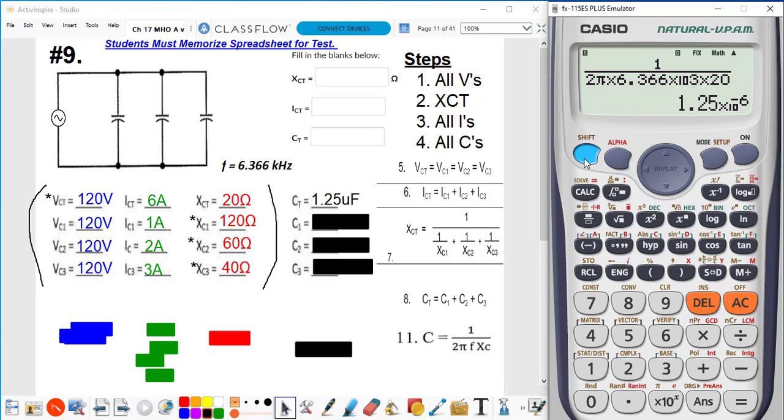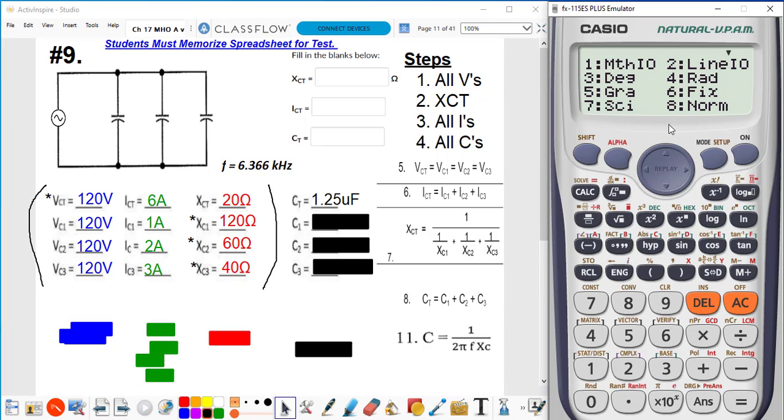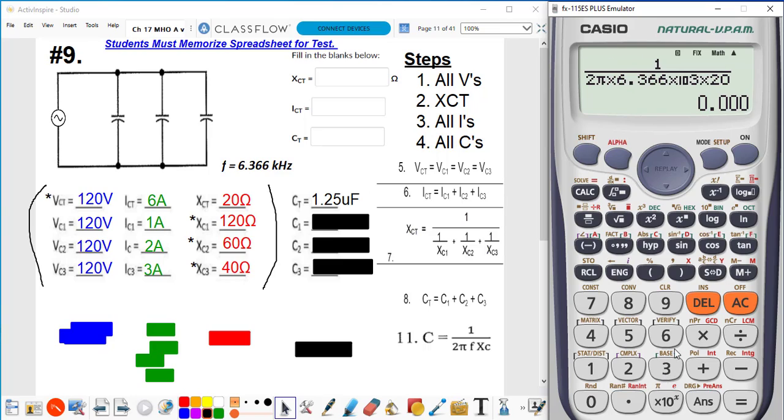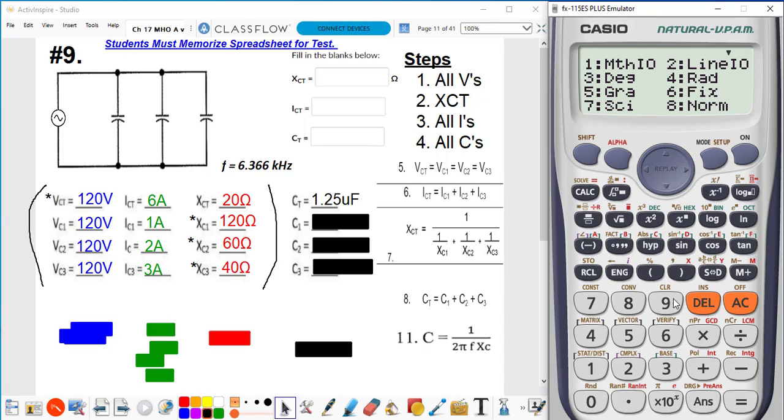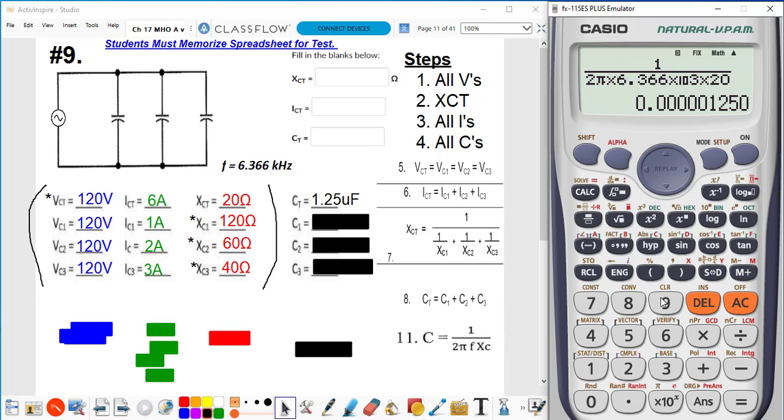The problem with my calculator there is I did not have enough decimal places showing. So if you go shift mode setup and you hit number 6, it's going to give you the option of how many decimal places you want to show. Well, if you're not showing enough decimal places, it's just going to show zeros. So shift mode setup 6 and go to 9, and that way you've got it all. You hit engineering. Since it gives us the answer in micro, we don't have to do any of the shift engineering again to get it to micro.